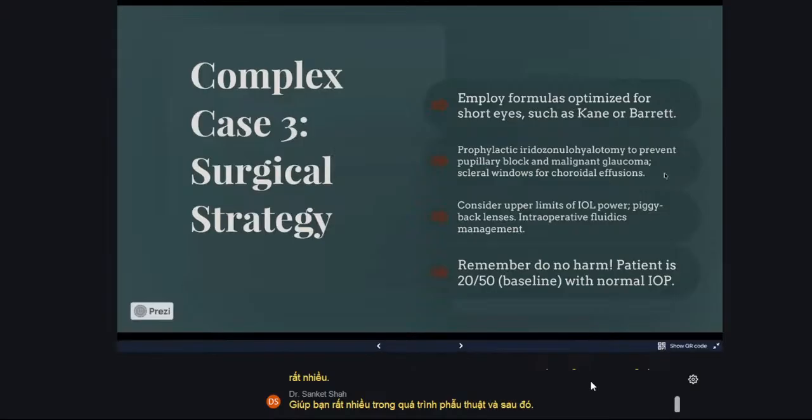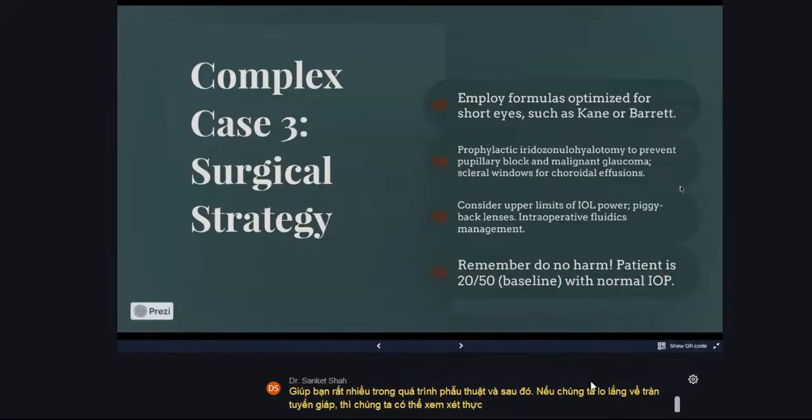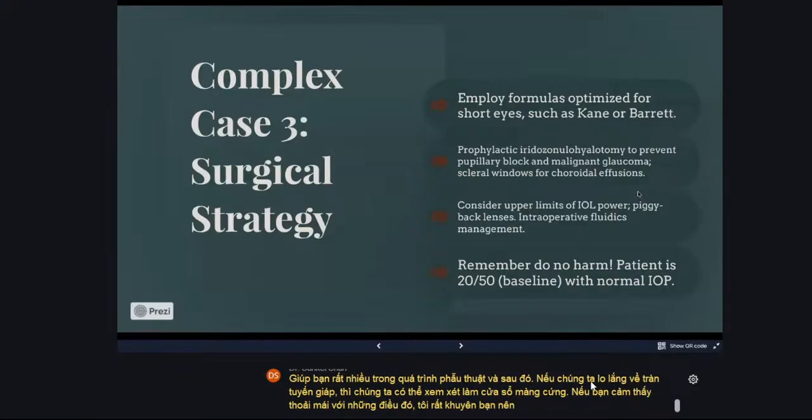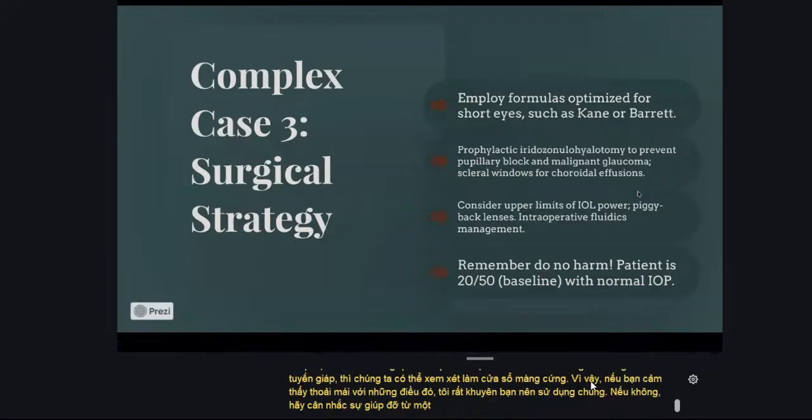If we are concerned about choroidal effusions, then we can consider making scleral windows. So if you are comfortable with those, I would highly recommend them. And if not, then consider help from another colleague to start learning them. And that way you can do these cases a little safer.